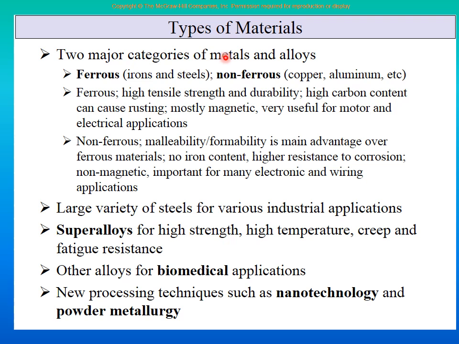So metals and alloys are divided into these 2 big categories: ferrous and non-ferrous. Again, don't read below. Don't read below.